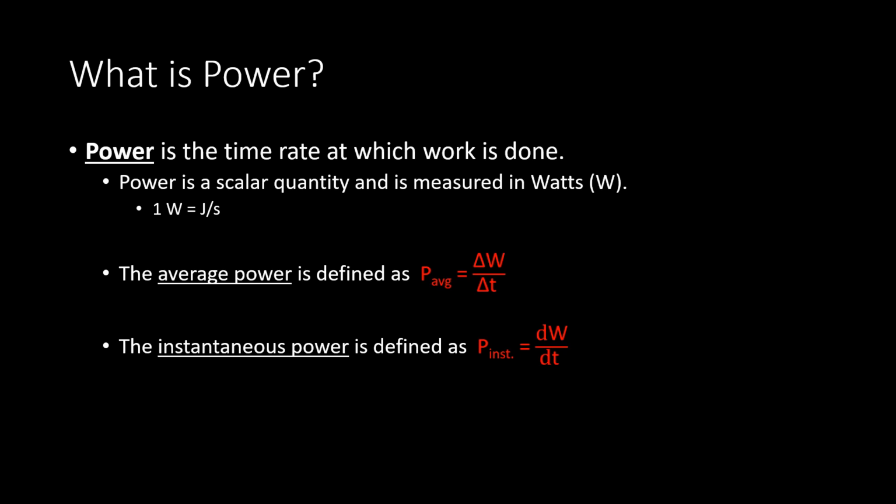When dealing with a constant work value, we will be dealing with the average power. And this is defined as the work done over a time interval divided by the duration of that time interval. In cases where we do not have a constant work value, we will be solving for the instantaneous power. As the name implies, this is the amount of power measured at a specific moment in time. The instantaneous power is defined as dW over dt.